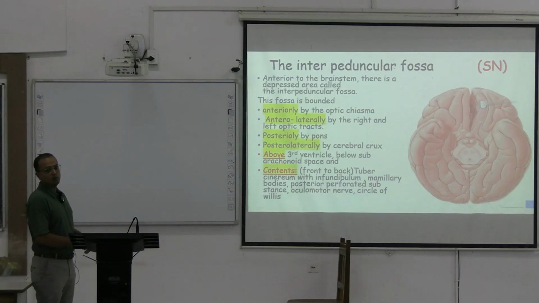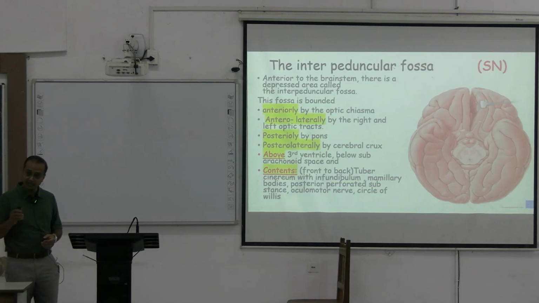On top of that we have a vascular channel present in here, which we call the Circle of Willis. The Circle of Willis is sitting in this area at the base of the brain, which we call the interpeduncular fossa. We have to know what we mean by the interpeduncular fossa and its boundaries.